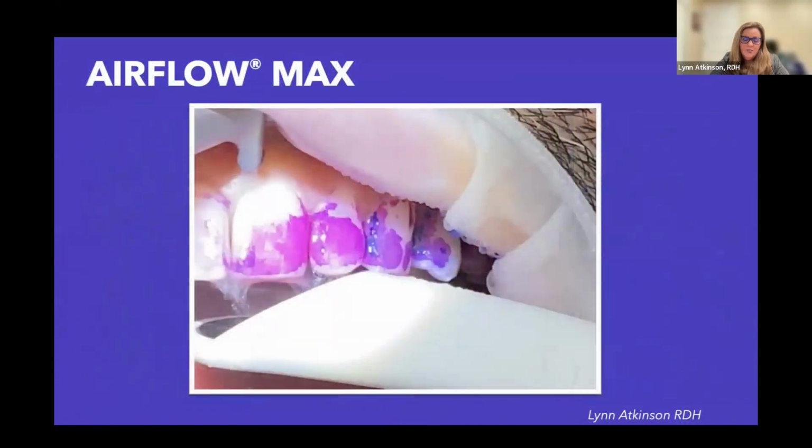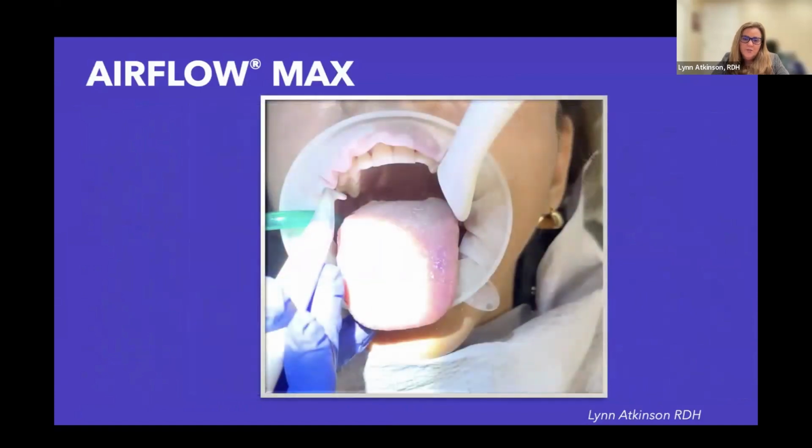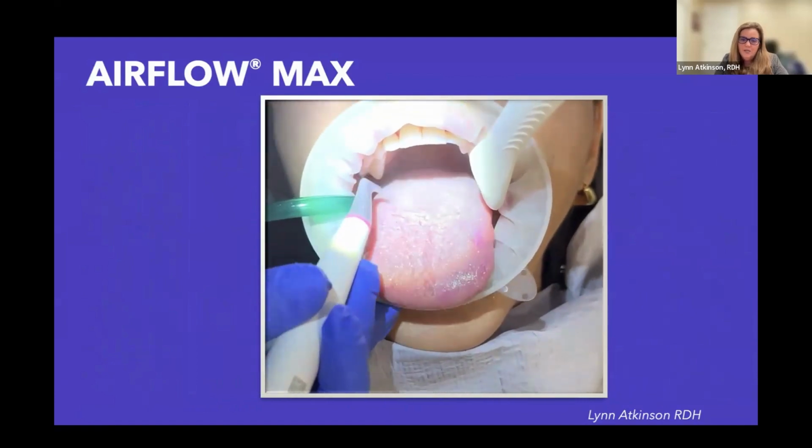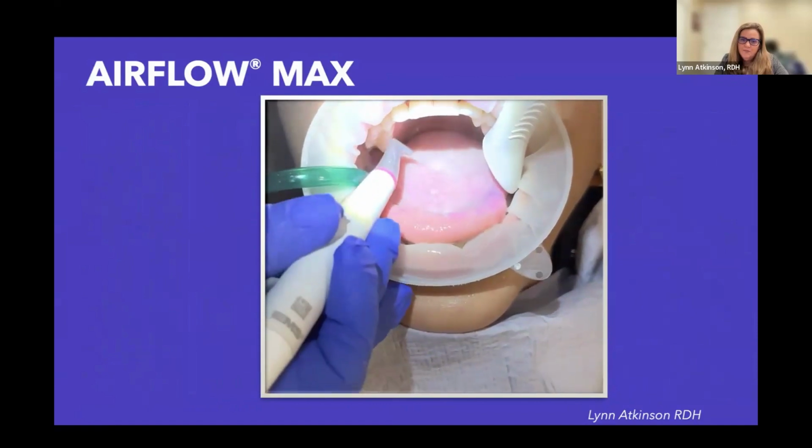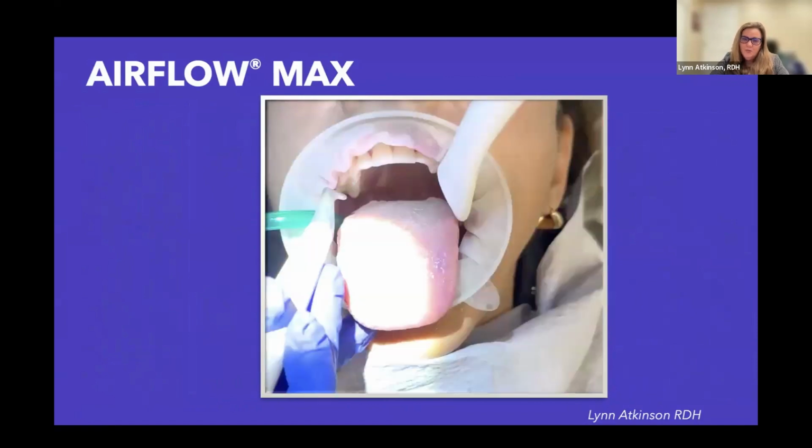So these are, again, just some cases. You can also use it on the tongue. I use it at the same setting, right on the tongue, and remove the biofilm off of the tongue. Then their lunch will taste really good.